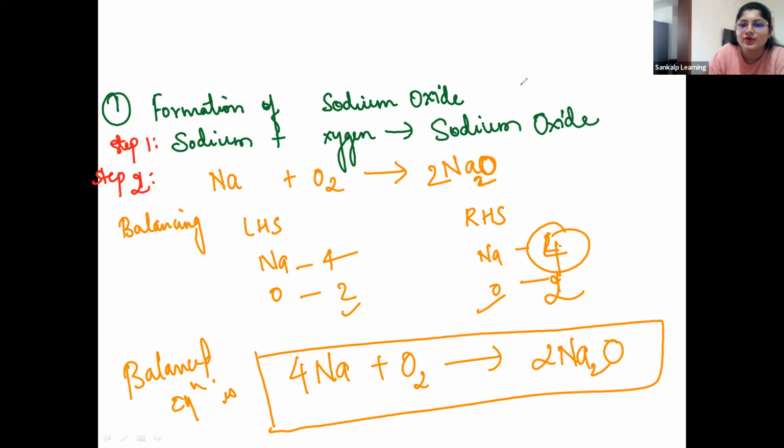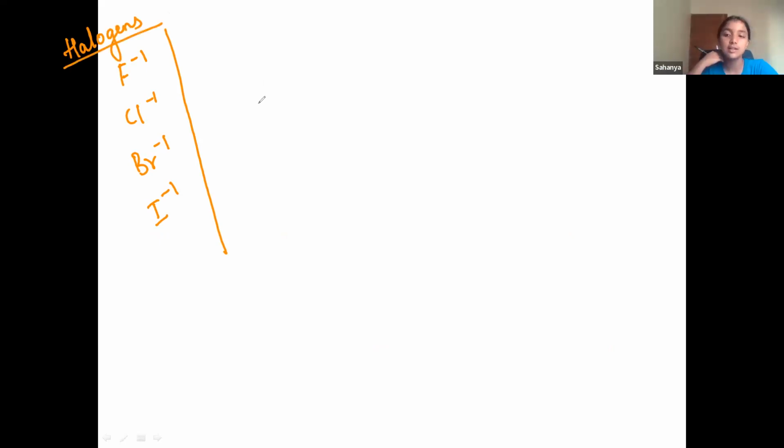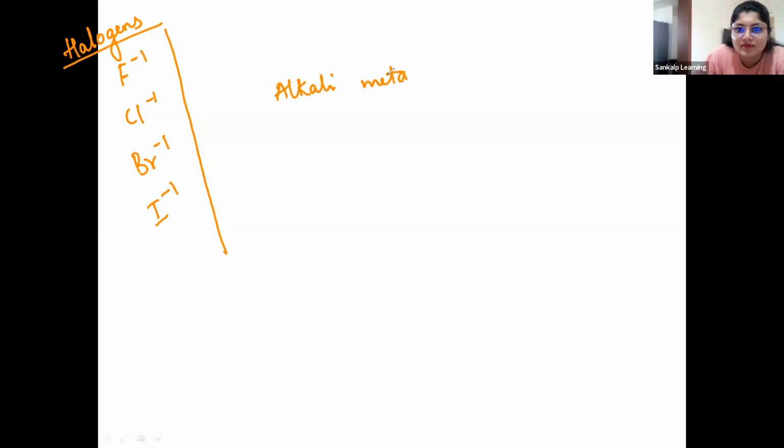Okay, so now write down the charges. Chlorine -1, bromine -1, iodine -1. These are all halogens. Then I'll write the alkali metals.